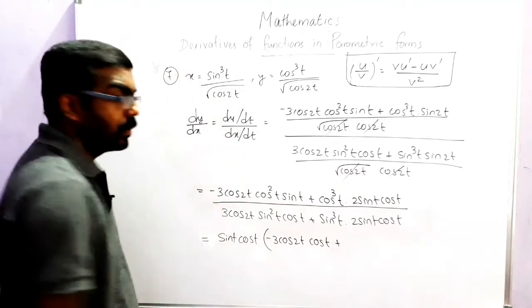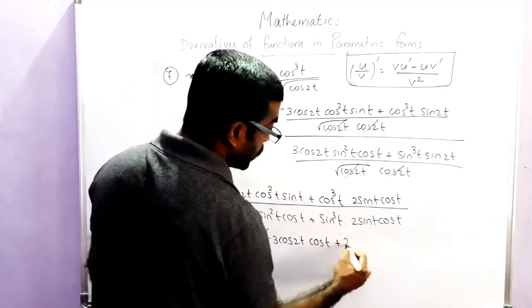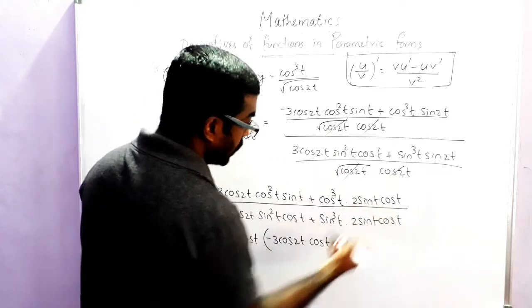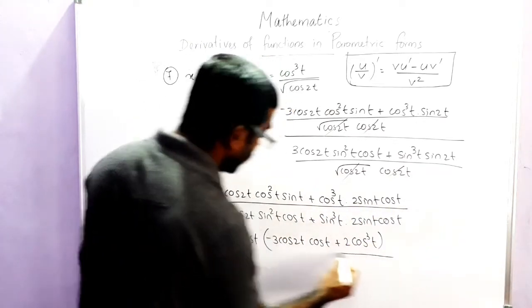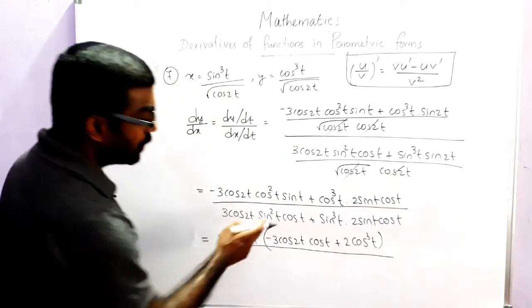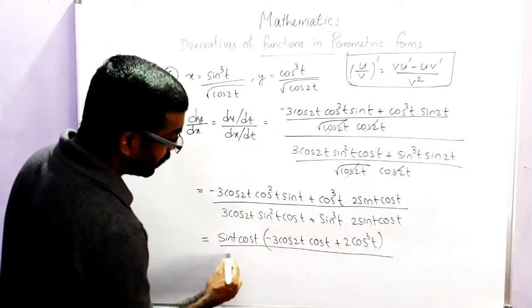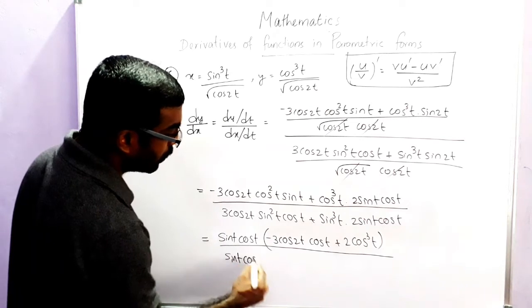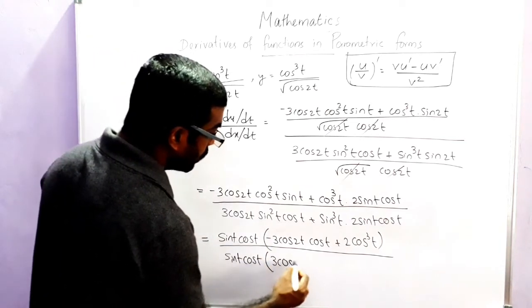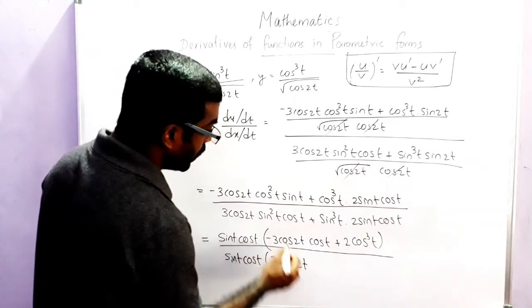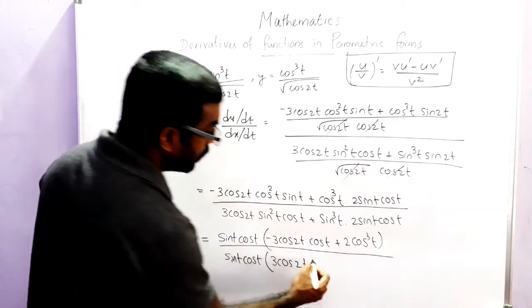Clear? Then in the next part, the number 2 is there. This sin t cos t we take it out. The rest is cos cube t. Okay. And in the denominator also we can take sin t cos t common. Sin t cos t into here 3 cos 2t and sin square t. From this one sin t we take it out. So sin t.